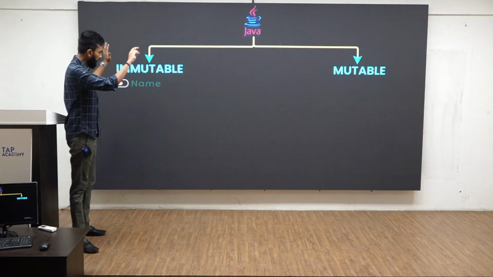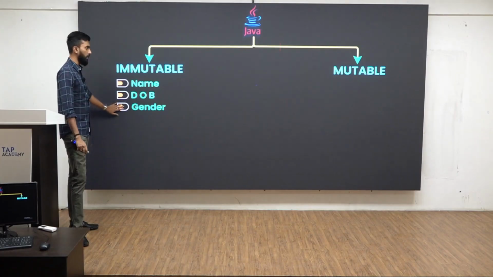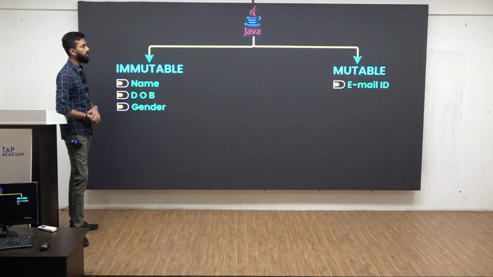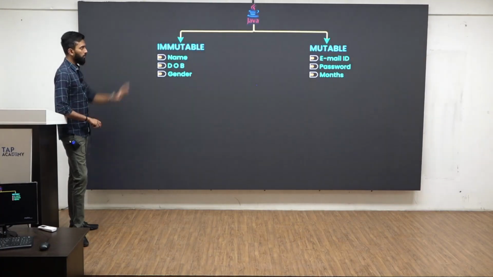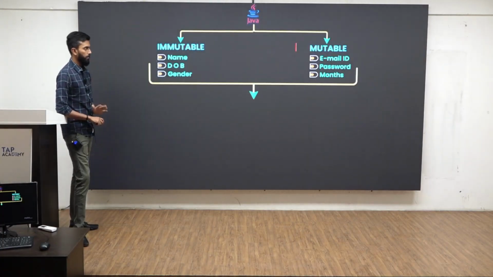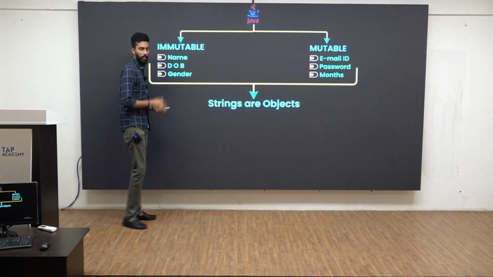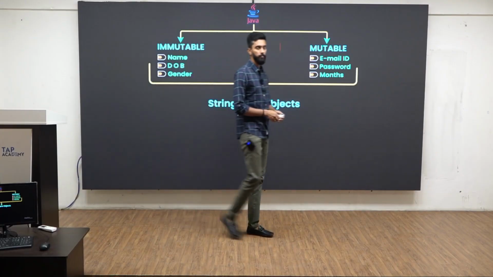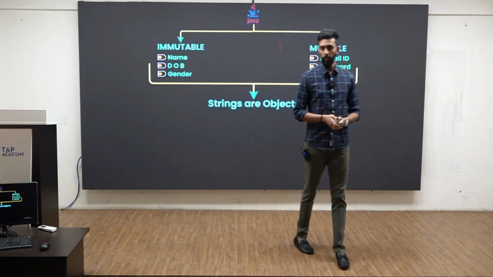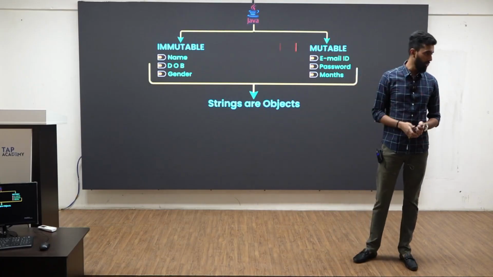But please try to understand, I have given you name as an example, date of birth, gender. I have given you email address, password, and months. Irrespective, all of these are strings only. They are strings, correct? Now listen to me. In Java, strings are what? Objects. They are objects.